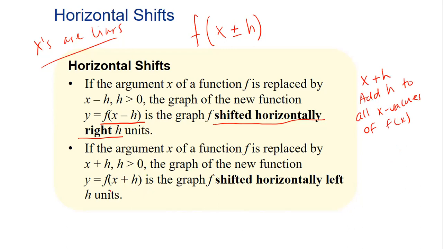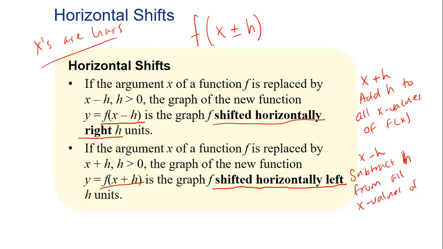Okay? If you have f of x plus h, it's going to be the opposite of what you think. It's going to shift it horizontally to the left. If I want to move something to the left on a number line, what do I have to do? Subtract. So it's going to be x minus h, and we're going to subtract h from all x values of f of x. Notice that I keep saying of f of x. That means from the original function.